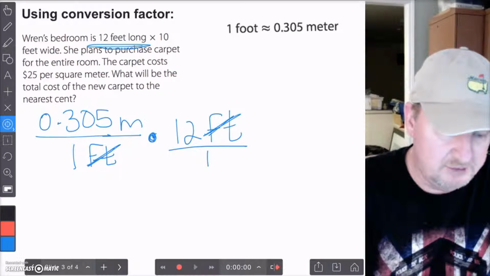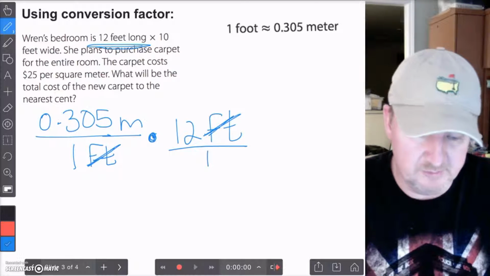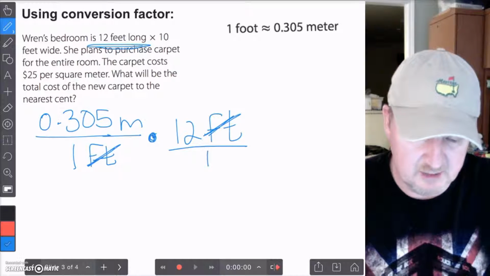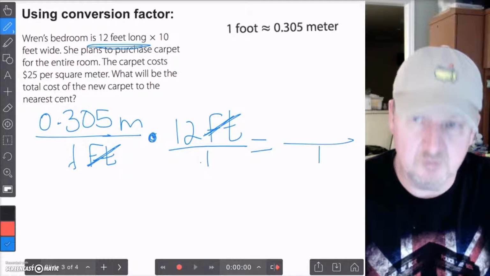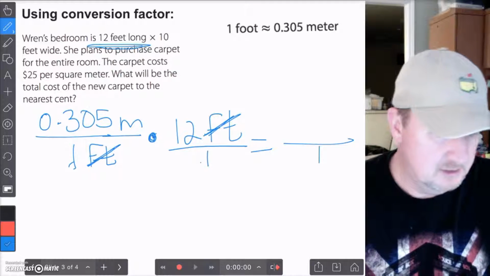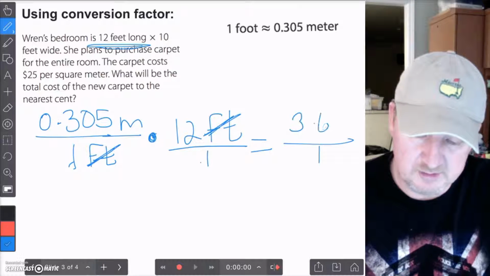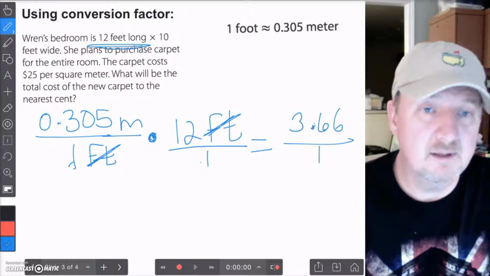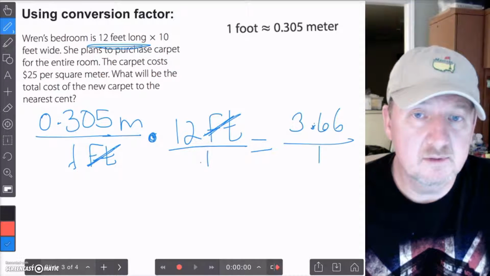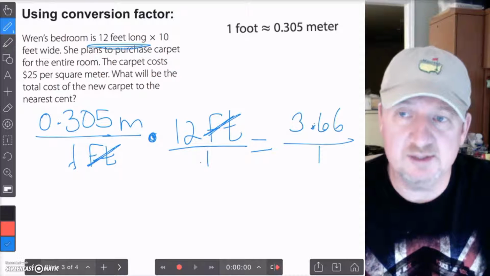Now we just multiply straight across like we would with any other fraction. So 0.305 times 12, and then 1 times 1. 1 times 1 is easy, that's 1. 0.305 times 12 is 3.66. What that means is I have 12 feet, and that equals 3.66 meters.